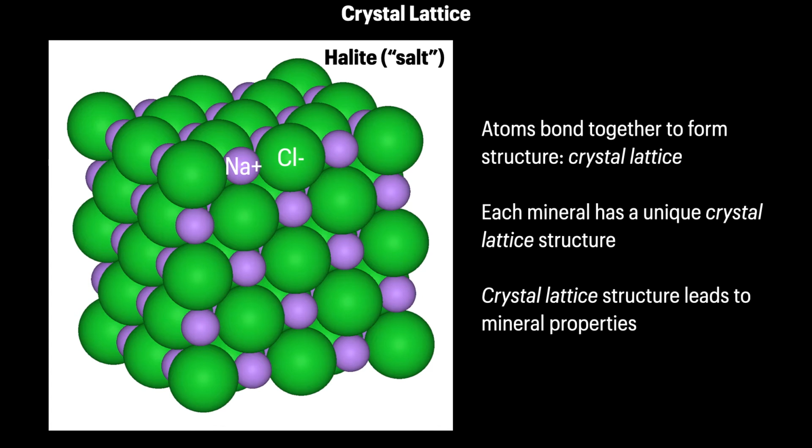And these lattices are unique to the minerals. So certain minerals might share the same form, but a sodium and chlorine lattice in a cubic form like this is unique to halite, unique to salt. And these crystal lattices also help lead to the mineral properties. So when you break a piece of salt, you get these little cubes because the crystal lattice is formed in a cubic shape.